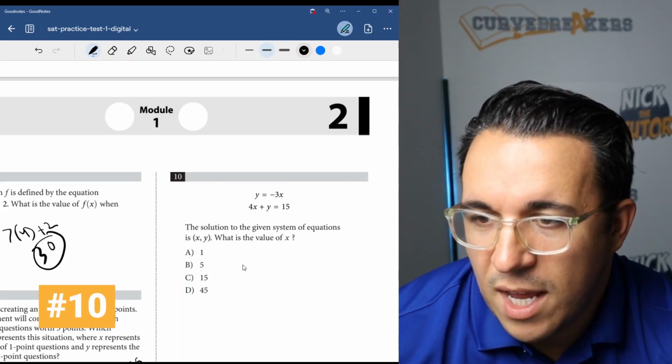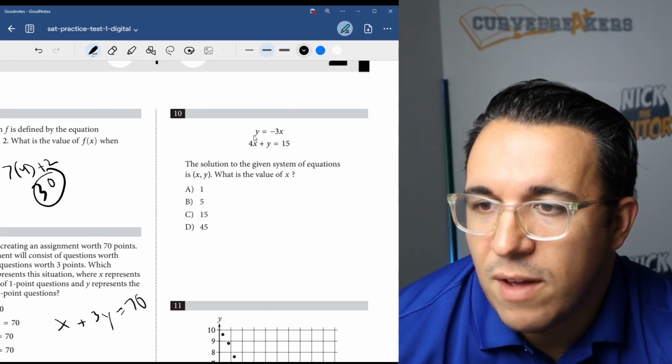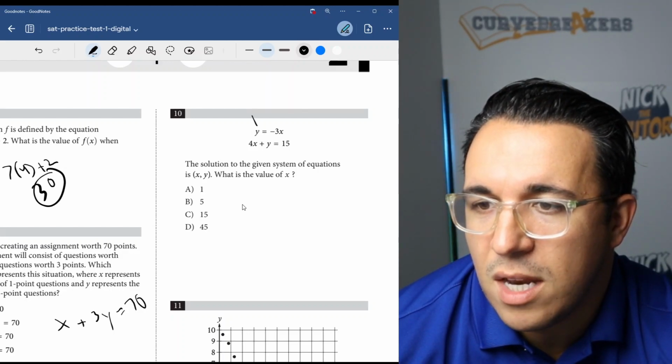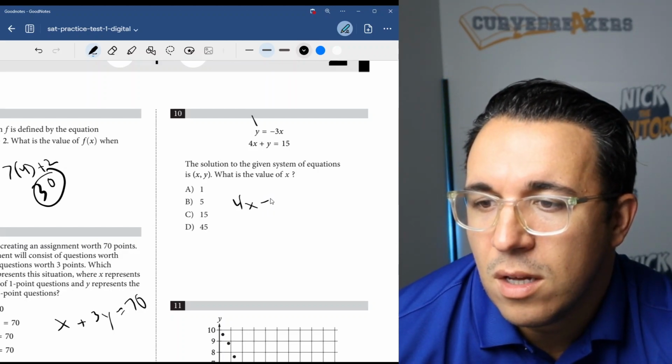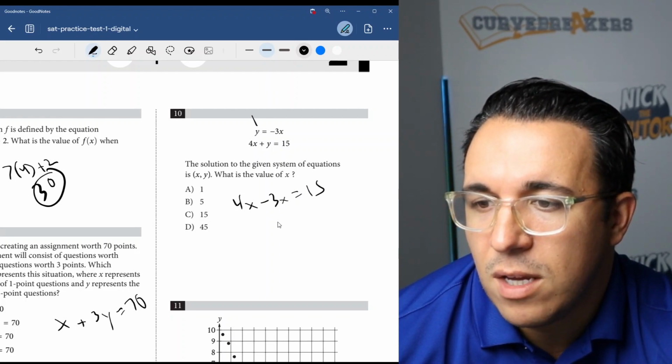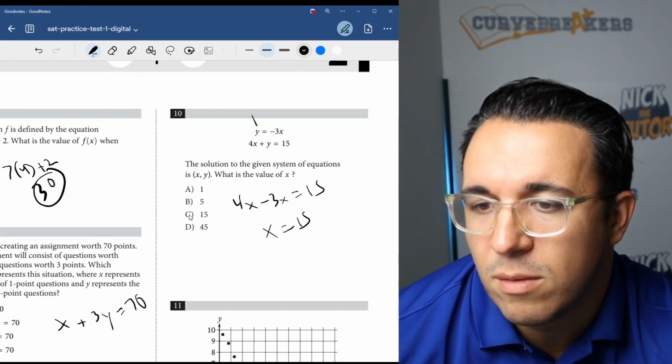Let's get into number 10. We want the value of x. So they give us y, so we can plug that in here, right? So 4x minus 3x equals 15, so you get x equals 15, so I'm going to go with choice C.